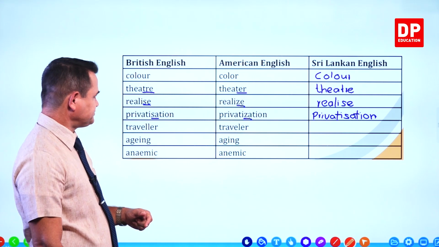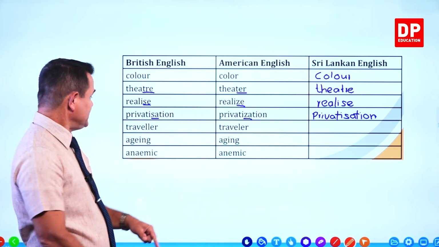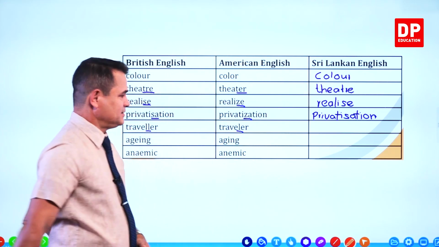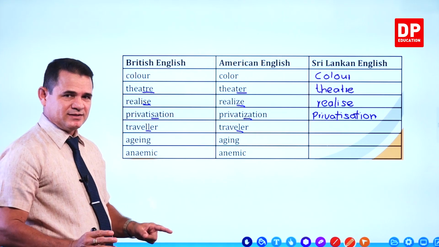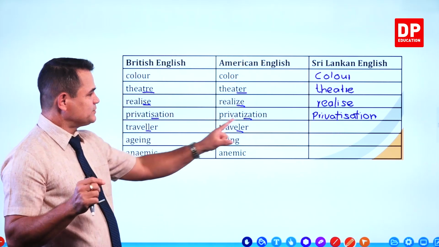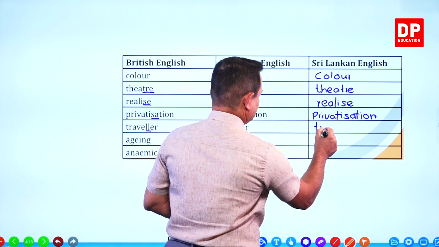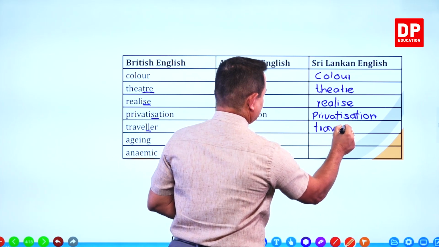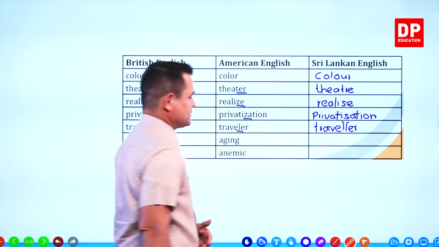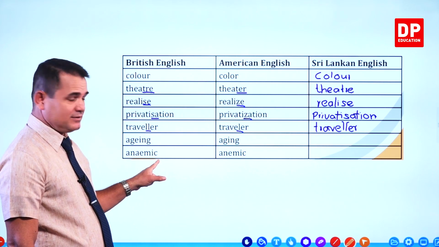Privatisation. Then traveller, and same, but here double L, here only one L. Same word, spelling a little different. So we use the British one. Traveller.